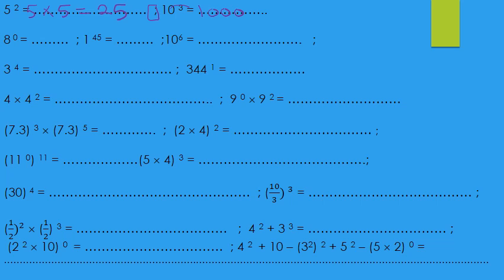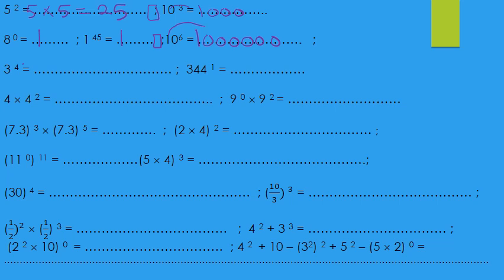Any number to the power 0 will give us 1. 1 to the power 45, also this is a rule. 1 to the power n or any power will always be 1. Now 10 to the power 6, also this is a power of 10. We take the base, from the base we take 1 and we add 6 zeros as the power. 1, 2, 3, 4, 5, 6.